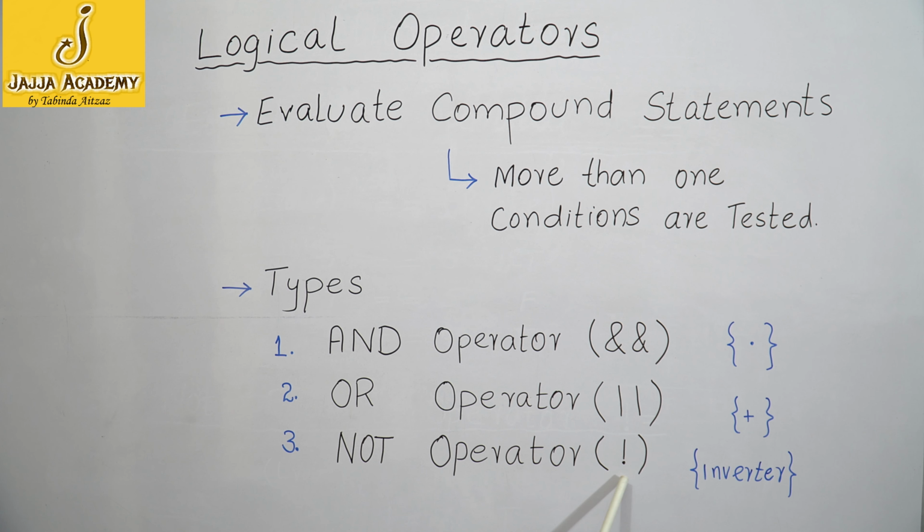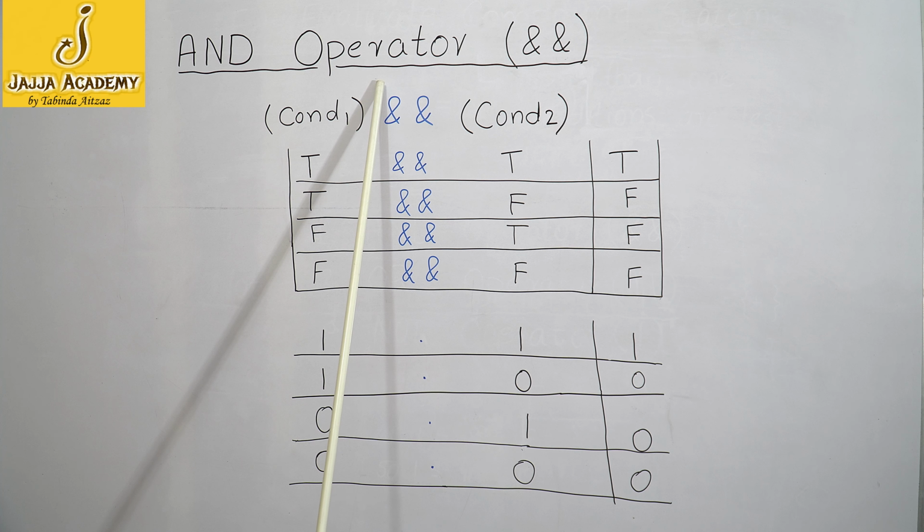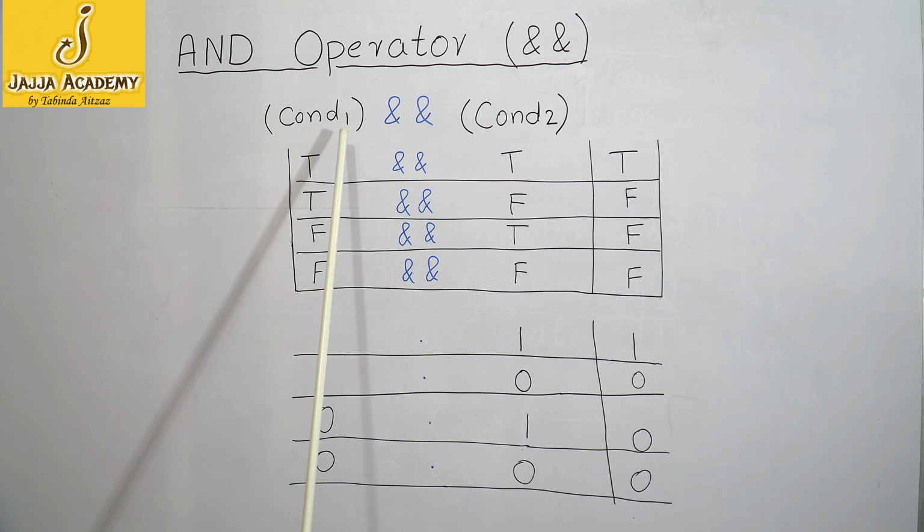The logical operators are also known as Boolean operators. The Boolean operators produce results in the form of true or false. True is also represented by 1 and false can also be represented by 0. Let's discuss these logical operators in detail. AND operator. It is used to evaluate two conditions.